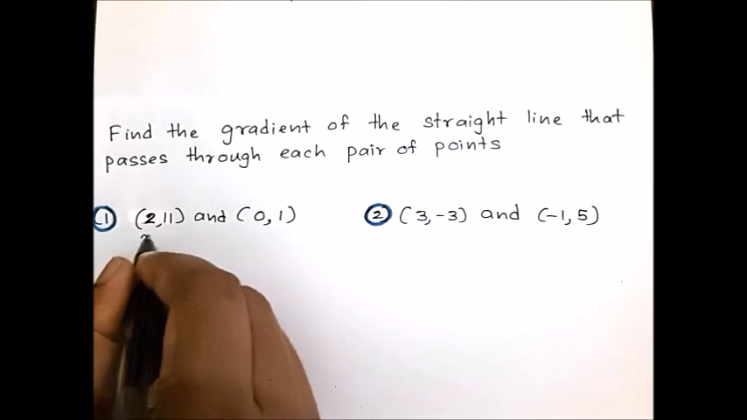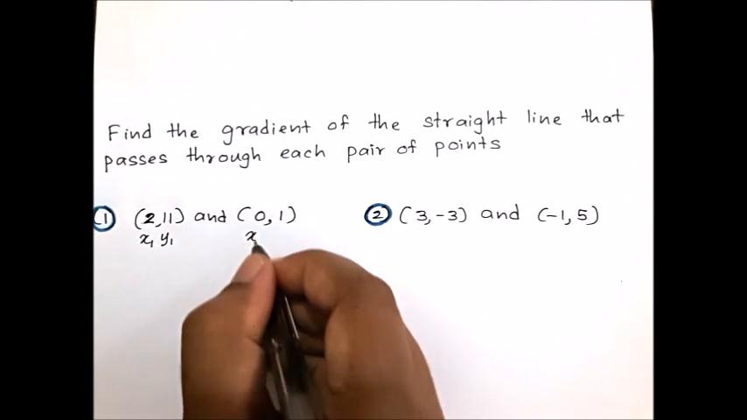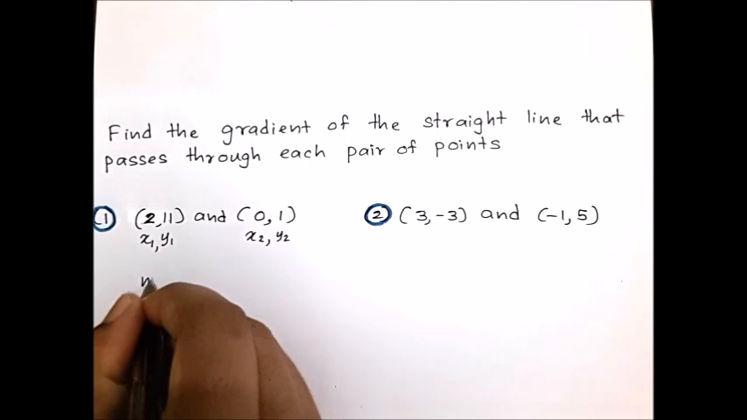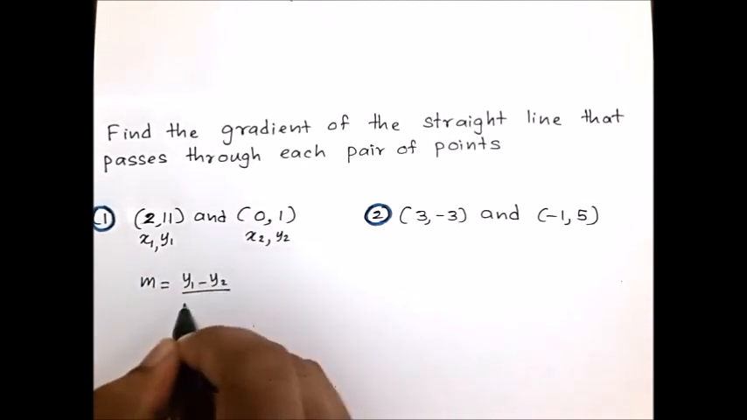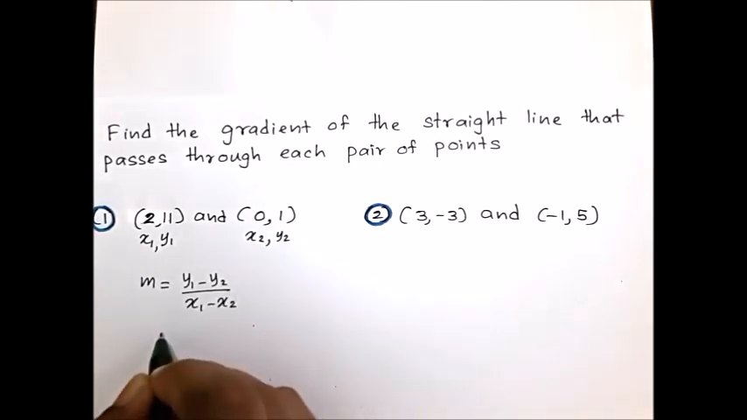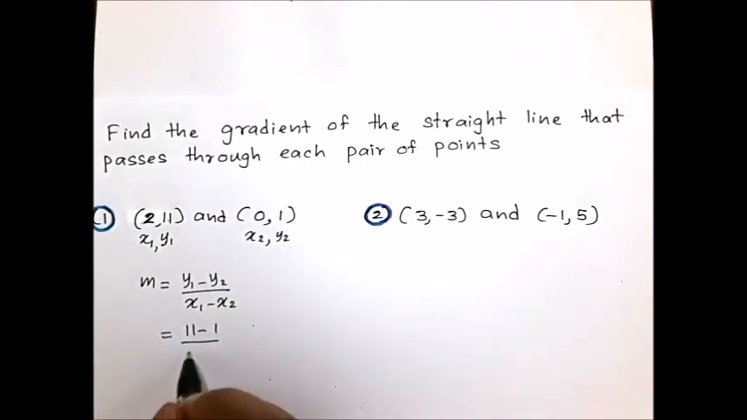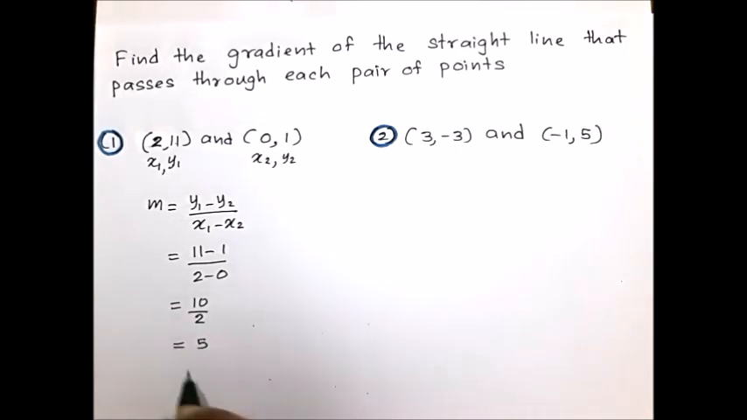Take this coordinate as x1 and y1. This one x coordinate, this one y coordinate. Take this one as x2 and y2. Now the formula we can use is gradient is equal to the difference of y coordinates divided by the difference of x coordinates. y1 is 11, y2 is 1, 11 minus 1. x1 is 2, x2 is 0, 2 minus 0. 11 minus 1, it is 10. Divided by 2, 5. The answer is, gradient is 5.